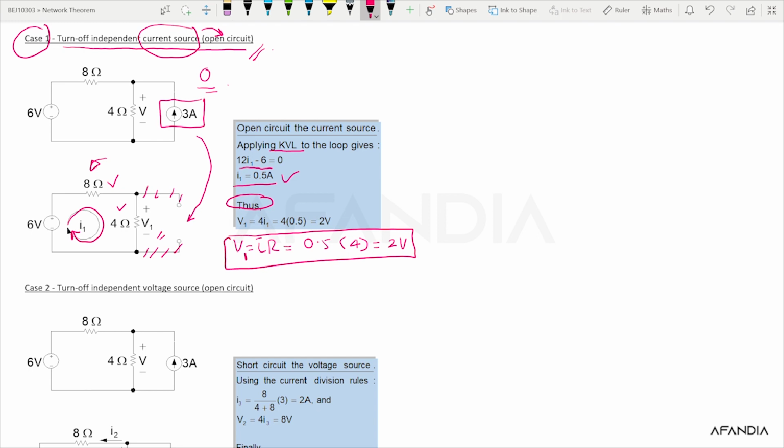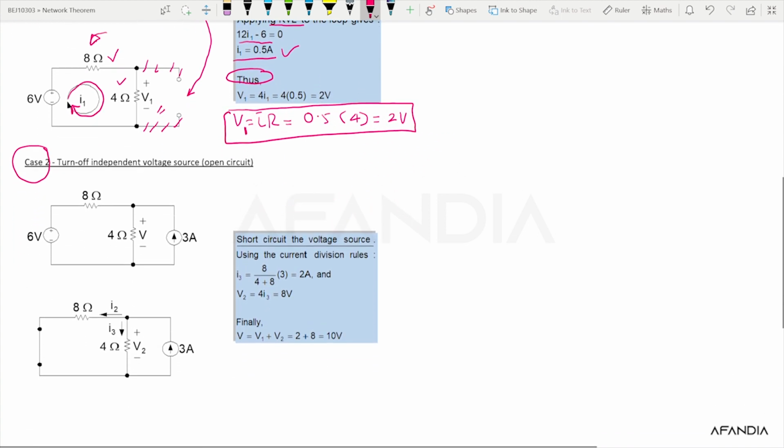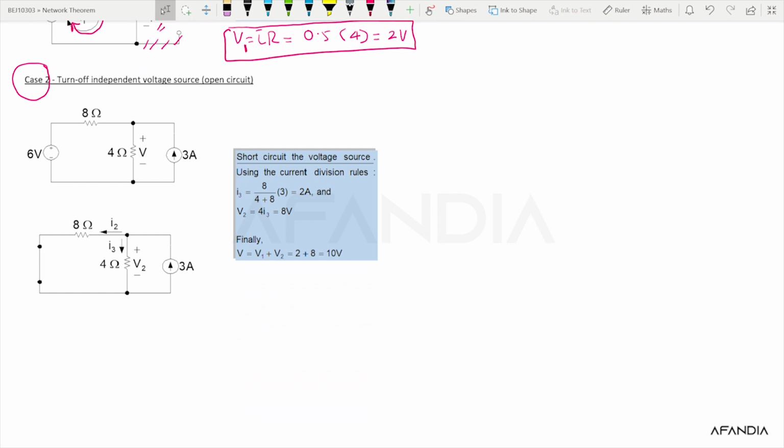We are not done yet because we just finished case 1. Now we are continuing with case 2. What is case 2? Because we have another source, the voltage source, we need to make it a short circuit. You must remember: voltage, short circuit; current, open circuit.